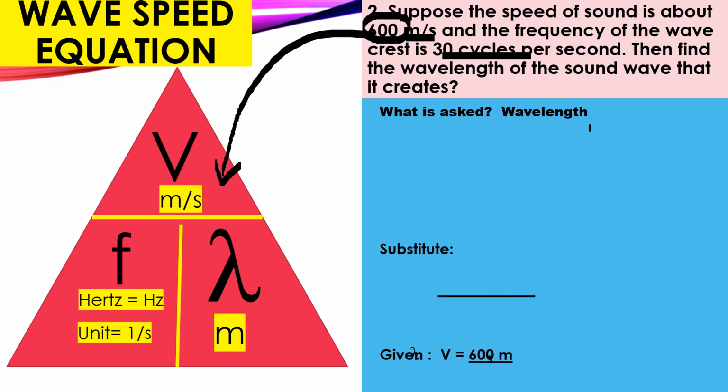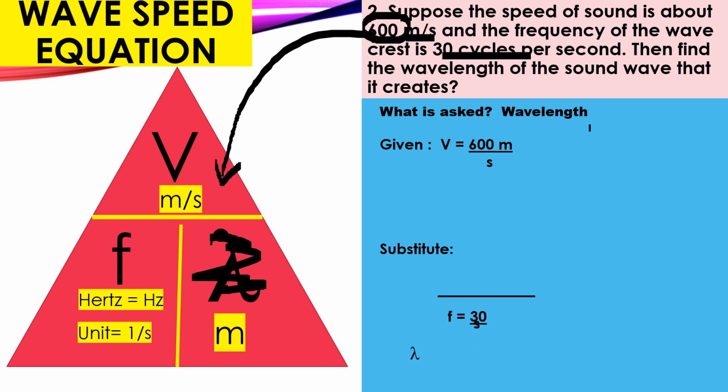So, pag hinahanap ang wavelength, let's cover this one, si wavelength. Ano magiging formula natin? Okay, I repeat, our velocity of sound is 600 meter per second. Our frequency is, since yan ay 30 cycles, nag-create siya ng 30 waves in 1 second. Okay, so 30 vibrations in 1 second. You have 30 over second.